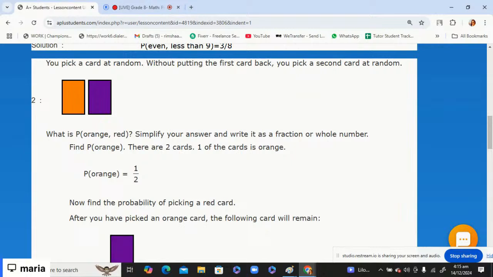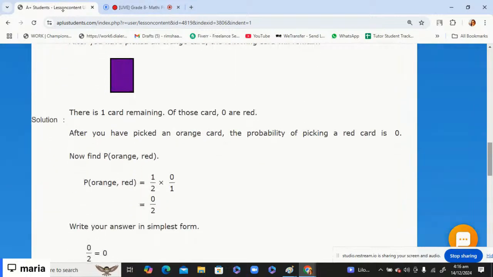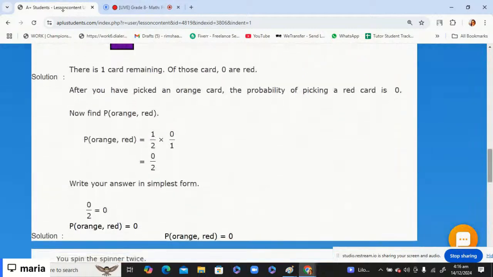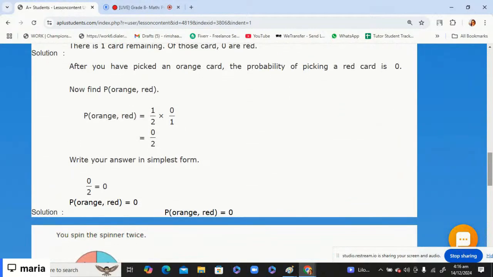So for finding P of orange, how many total cards? There are 2 cards. And how many cards which is orange? Only one. So it's 1 by 2. Okay. Now finding the probability of red. Is there any red card? No. So we can say that it's 0. So 1 by 2 times 0 is 0.